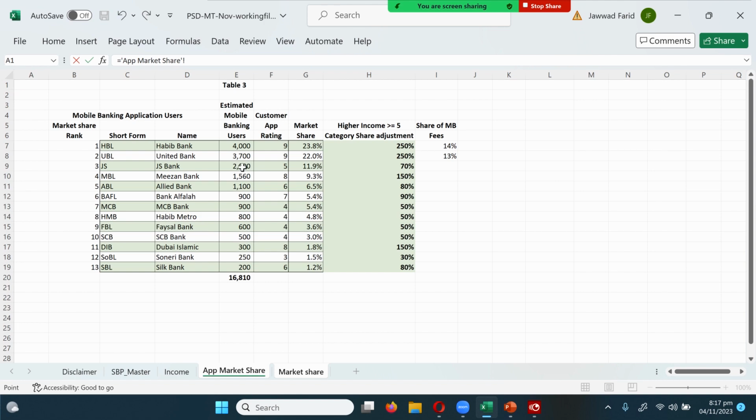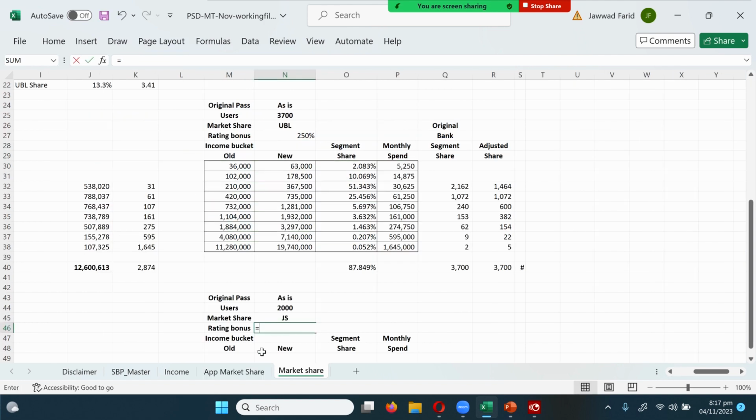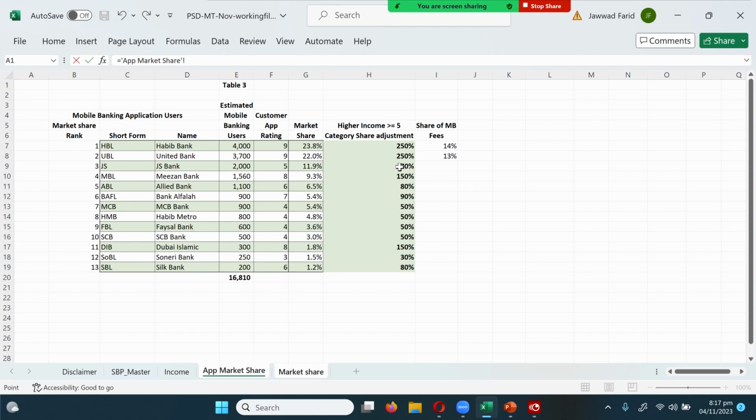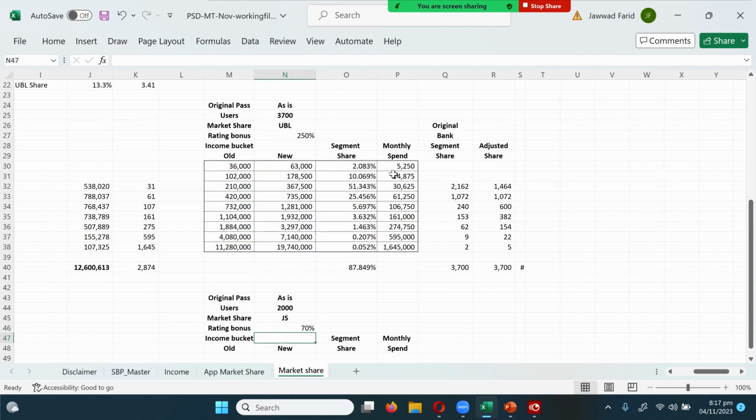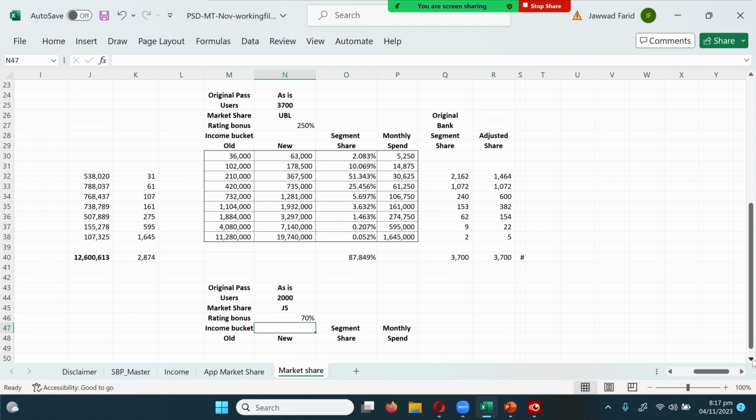So JS Bank has 2 million customers. Their rating bonus is about 70%. So unlike HBL and UBL, which have great apps and great user reviews, the JS Bank application is not that good. It's not that great. So customers don't sort of prefer to work with it.